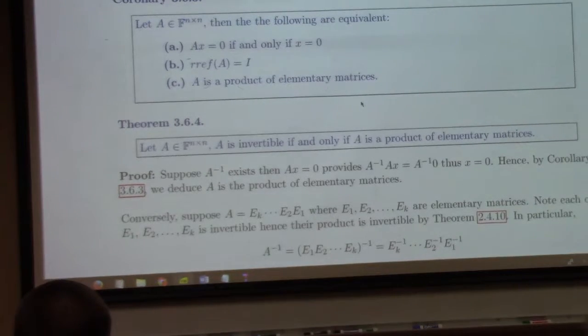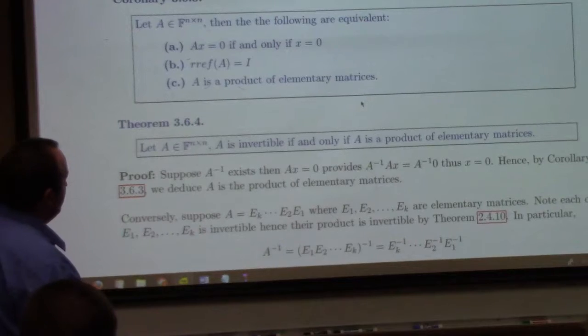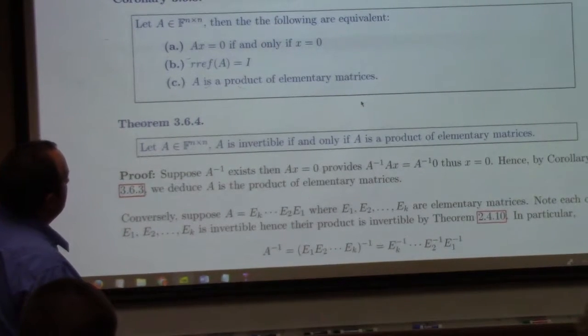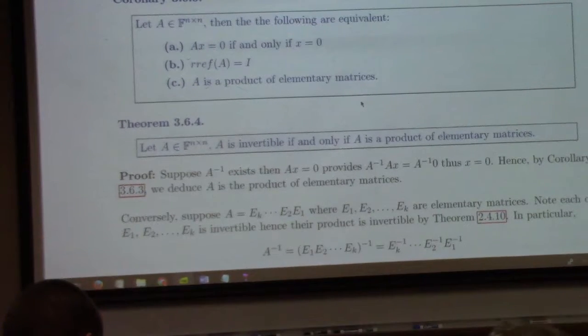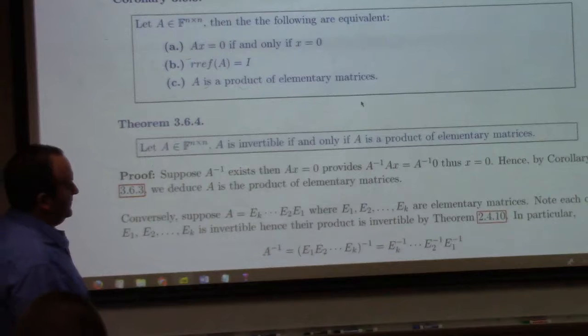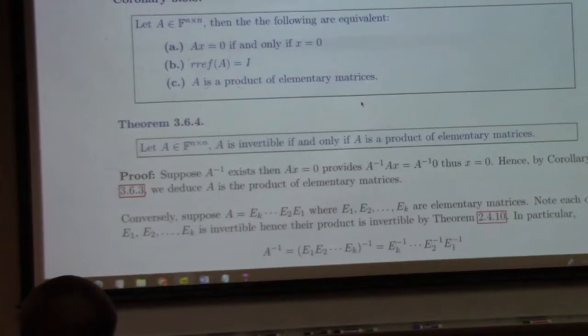Corollary 3.6.3. I said, given the two lemmas above, the following is immediate. So these are three characterizations of invertible matrices. One is that the homogeneous problem has only the zero solution. Two, that the reduced row echelon form of A is I. And finally, three, that A is the product of elementary matrices.